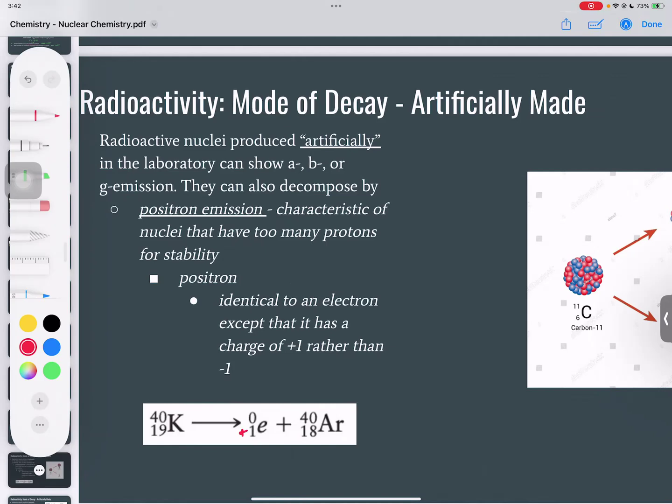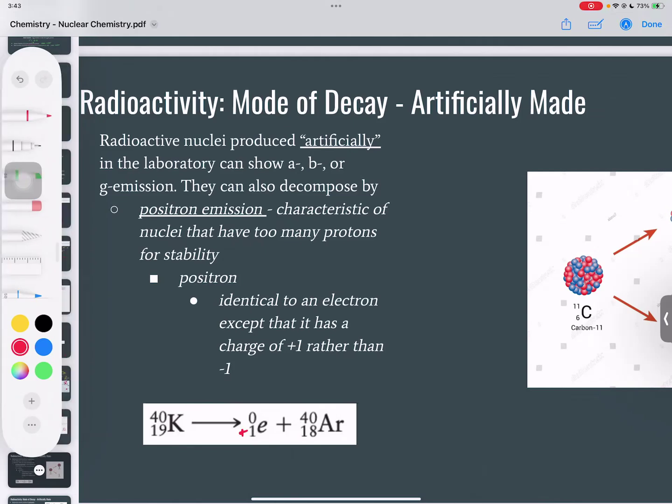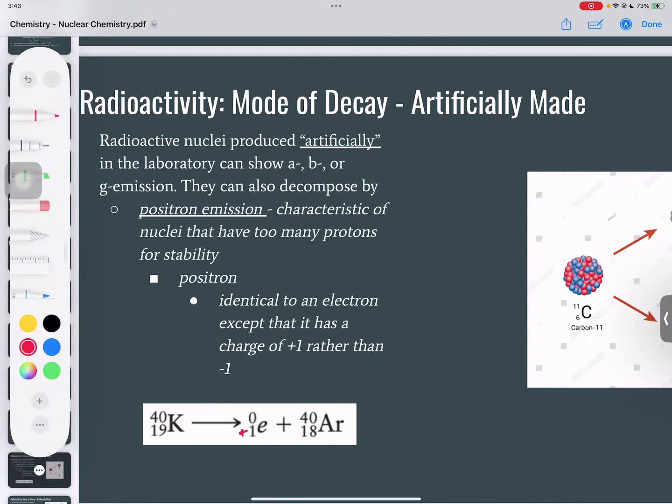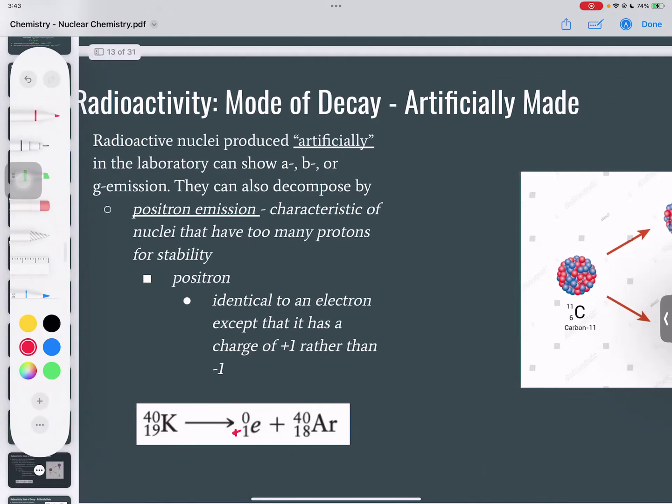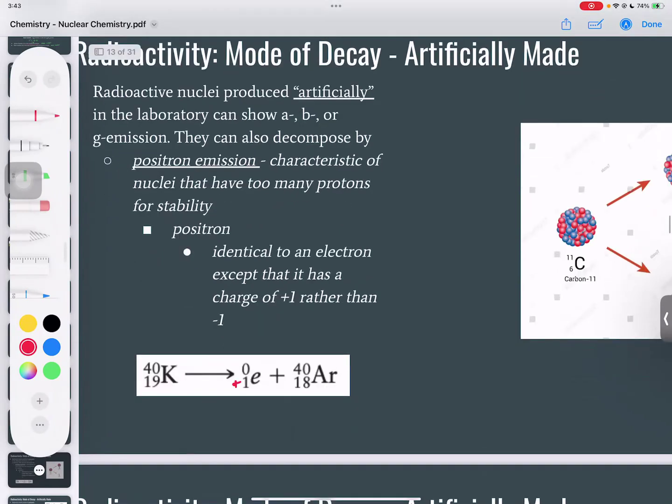A proton is basically converted into a neutron, from K-40 into argon-40. Positron emission is characteristic of nuclei that have too many protons for stability. So it's the opposite: what it does is convert a certain proton into a neutron, in this example for K, or potassium-40.